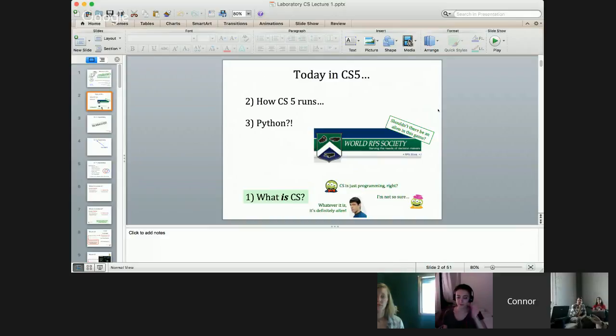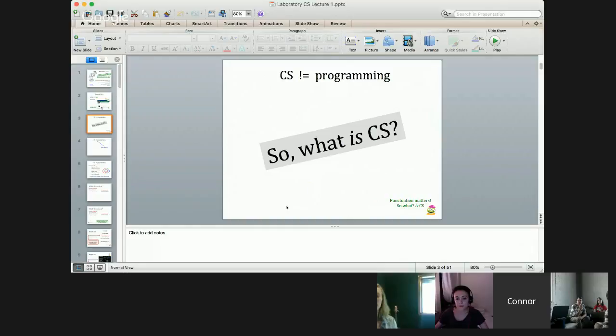But then the big thing we're going to be covering too is, what is computer science? What is computer science? Computers? Well, science. What's that? Alright.